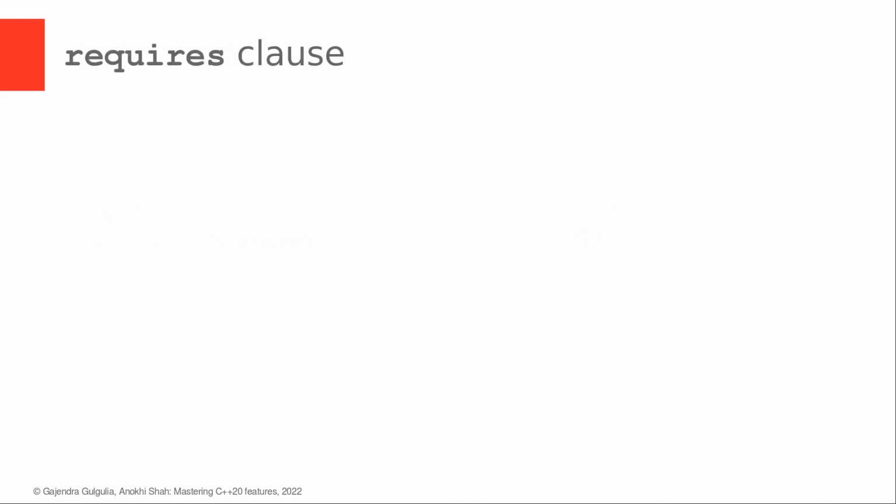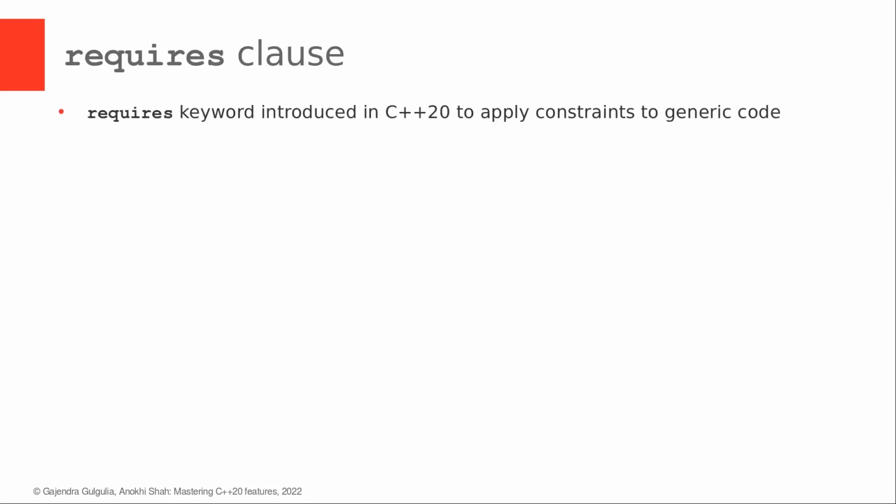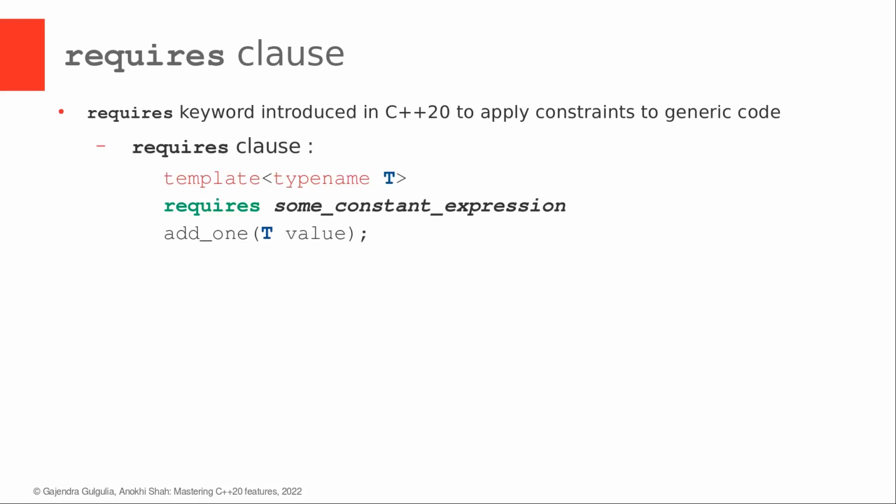Now let's talk more about the requires clause that we used in the last lecture. The requires keyword was introduced in C++20 to apply constraints to generic code. The requires clause looked like this. We had the template typename T, followed by the requires clause and some constant expression. In our case, the constant expression was a type trait constant expression, and then the function declaration or definition.